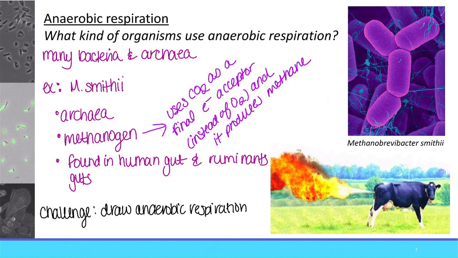You can use M. smithii as inspiration. Rather than oxygen as a final electron acceptor, you're going to have CO2, and it's going to produce methane. And methane is not CH3, it is CH4. It's helpful if you don't drop one of your hydrogens. So methane is CH4. Again, I challenge you to try to draw anaerobic respiration using CO2 as a final electron acceptor.